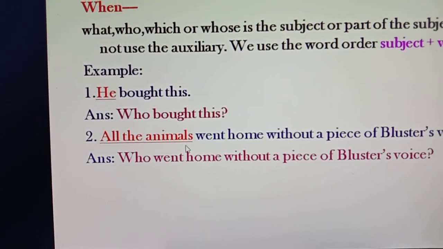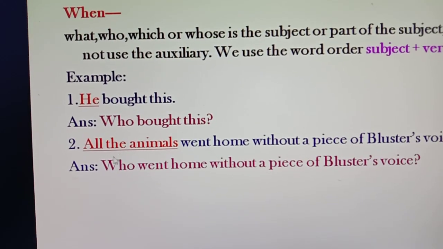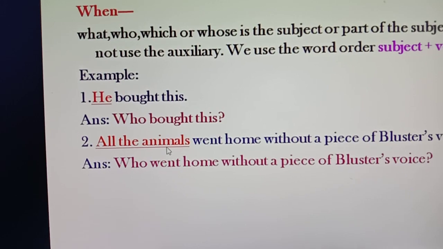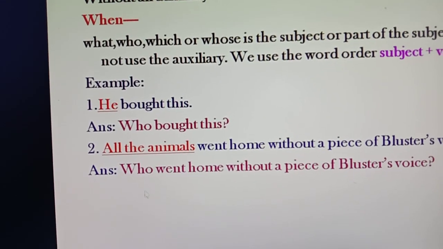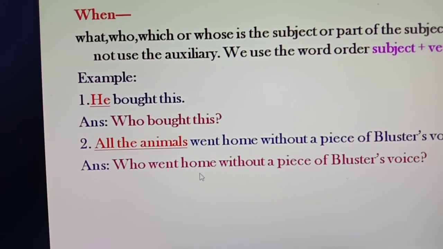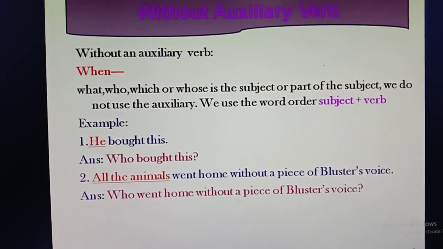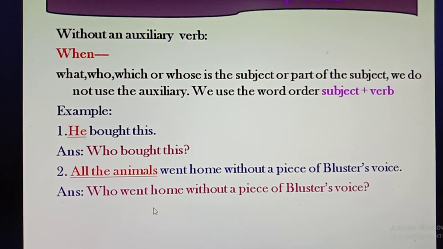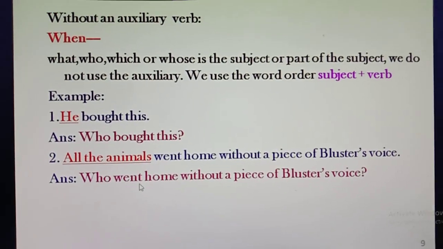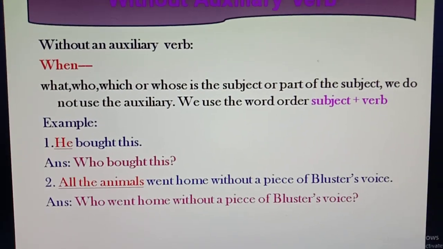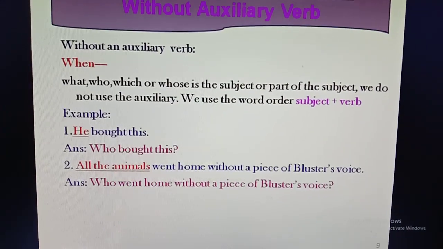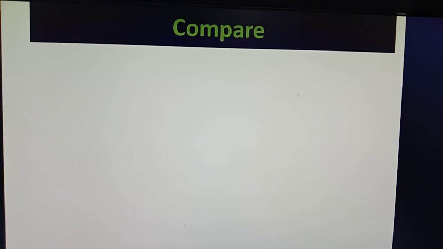Okay, all the animals is subject here, as all the animals indicate persons, that's why we are going to use here who, and who becomes the subject of this sentence, and that's why we are not going to use here the auxiliary verb. Okay, so this is same for what, who, which or whose. Okay boys, I am going to show you something more, that is compare.